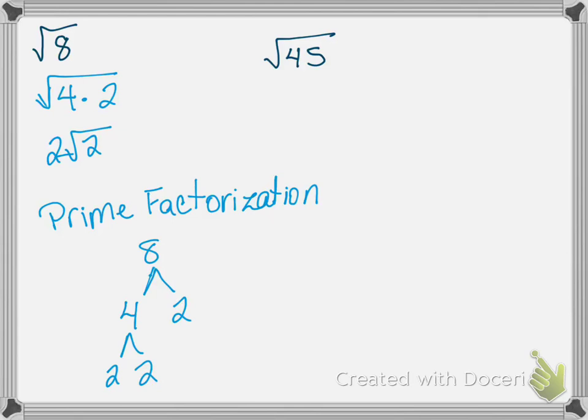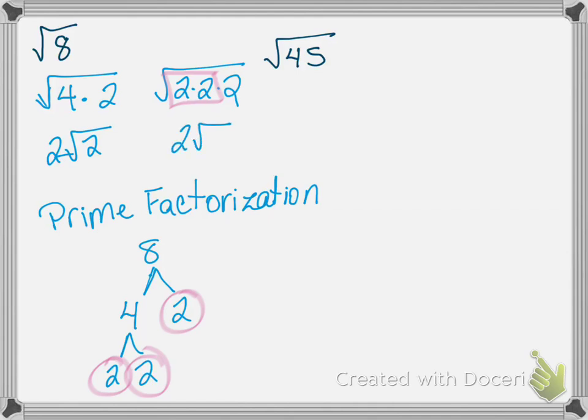So now I have the prime factorization of 8: 2 times 2 times 2. So another alternative is to do the prime factorization. Then, do you see how I have a set of 2's inside? Because I'm taking a square root, I take 1 out. So then I get 2 on the square root of 2. That's how I do that.